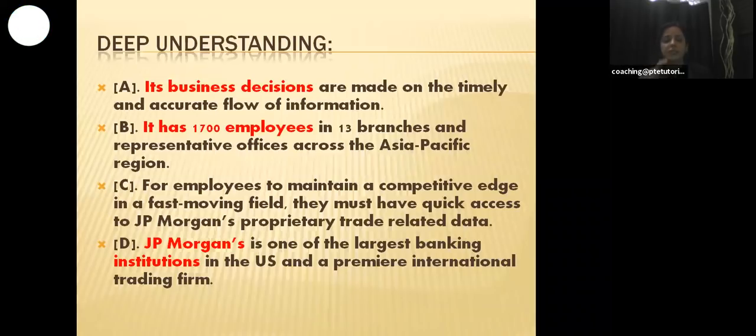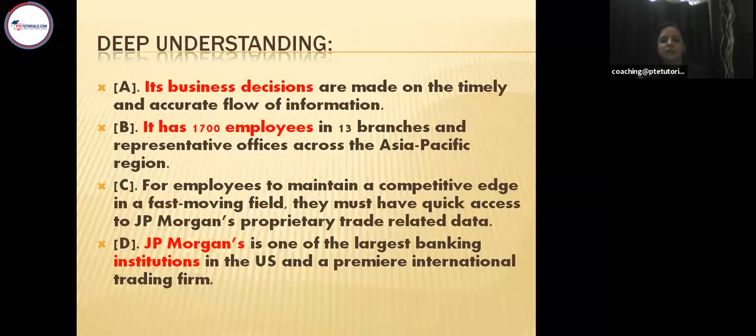The sentence which is there in A, it's business decision. Business decision is the secondary thing. First, I have to tell something about the company. How many people are there who are working there? In this way, I will make the cohesion between the lines. Its business decisions are made on the timely and accurate flow of information. And now I'm just left with one option, that is number C. So I'll put it at the end without looking further into the sentence. So the correct answer will be D, B, A, C.